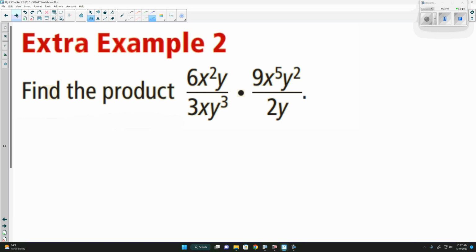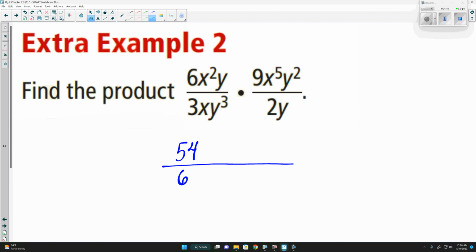Because here, we do have some like terms, yes? 6 and 3 do, 9 and 3 do. So we could simplify there. Or we can go on and just multiply them out first. Because 6 times 9 is 54. On bottom, 3 times 2 is 6.